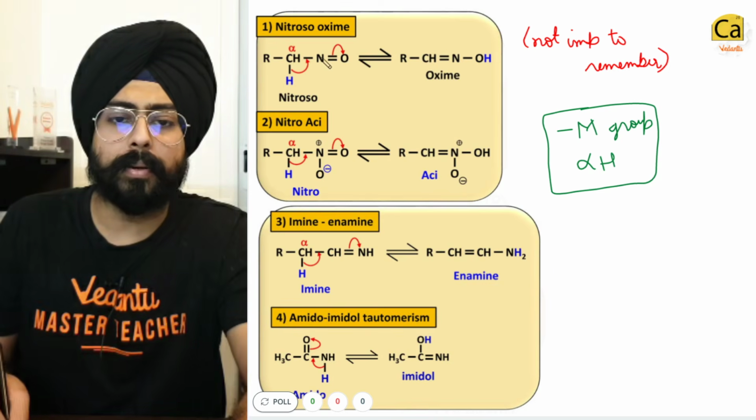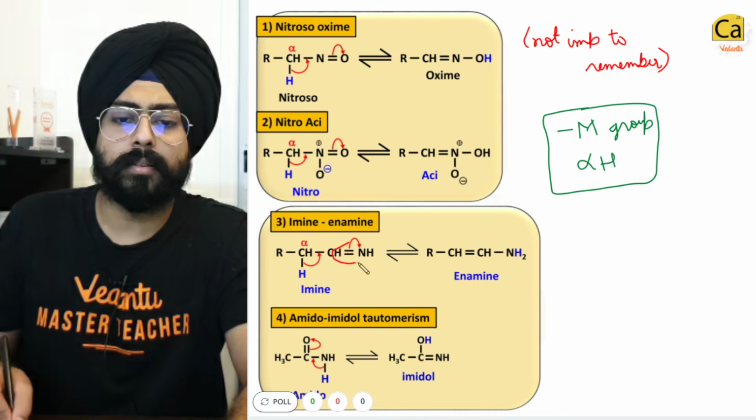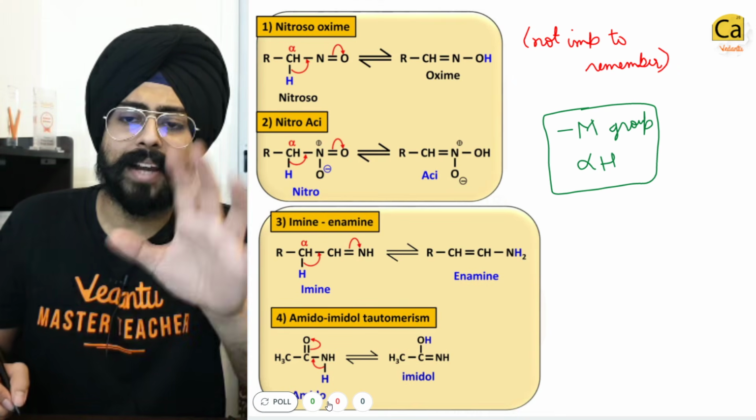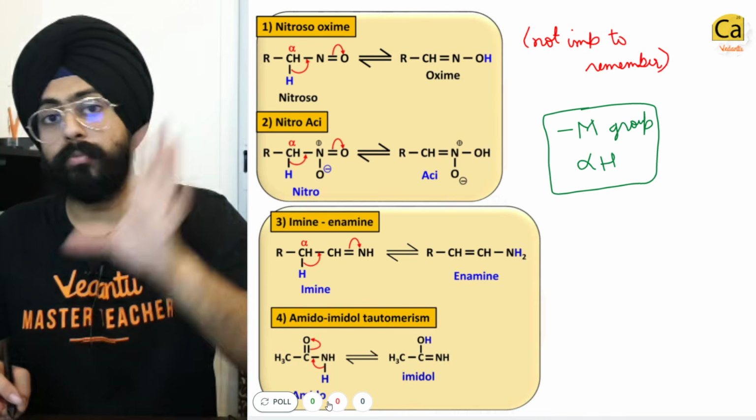Everywhere the same thing is happening. -M group, alpha hydrogen. -M group, alpha hydrogen. -M, alpha hydrogen. That is the crux. That is the basic idea behind when tautomerism will exist.